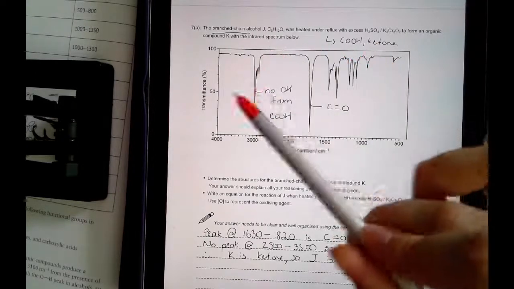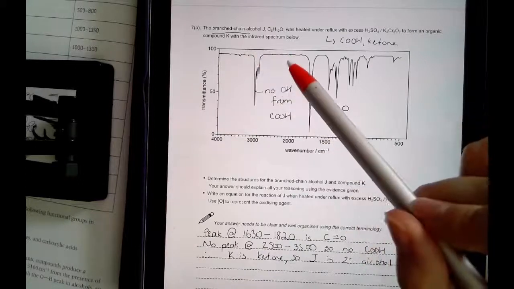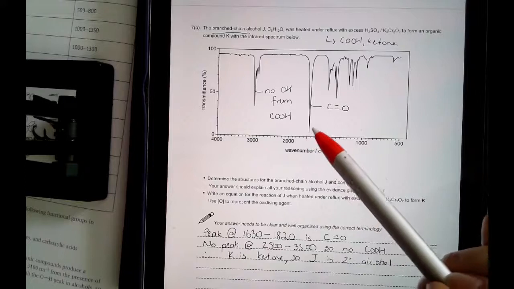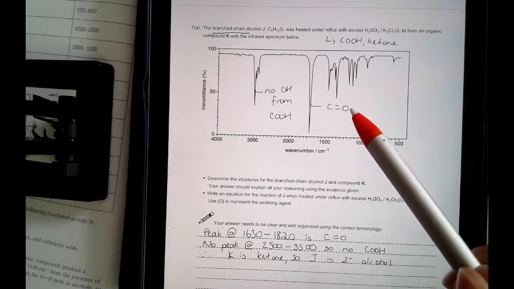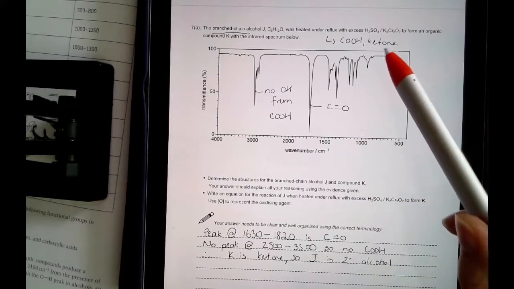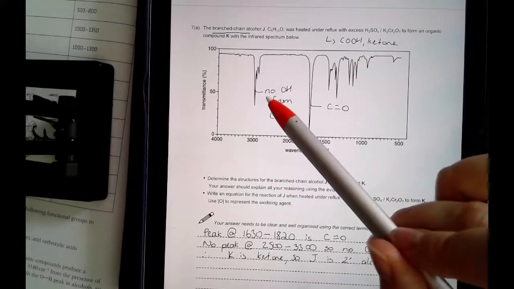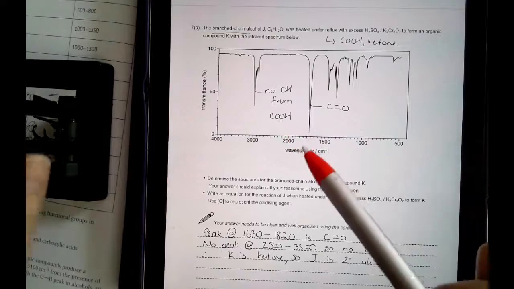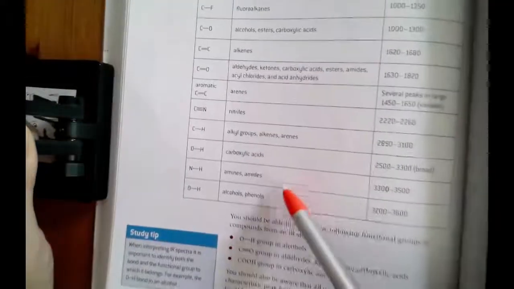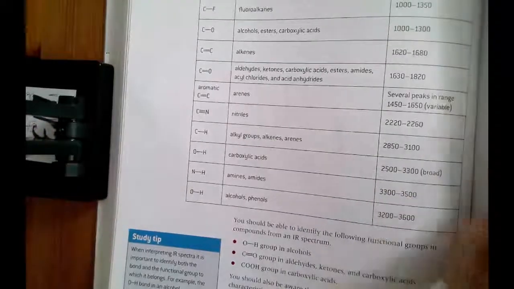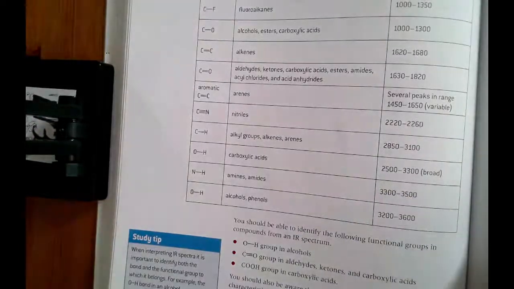So again, this is the spectrum that shows the oxidized product. So if I have a look, I see a clear peak here at around 1800. That's your C double bond O. Again, that will be present in a ketone or a carboxylic acid, so it doesn't tell you much. But if you go over here, you don't have the OH from the carboxylic acid. So if I were to have the OH from a carboxylic acid, I'd have a really broad peak between 2500 to 3300.